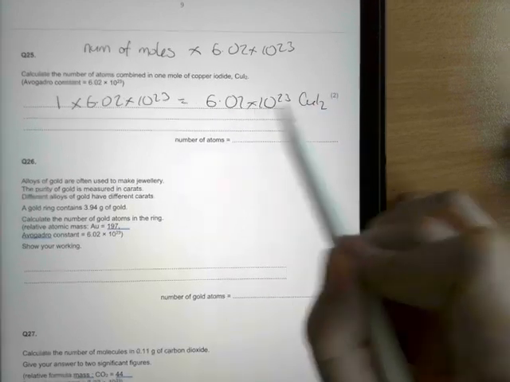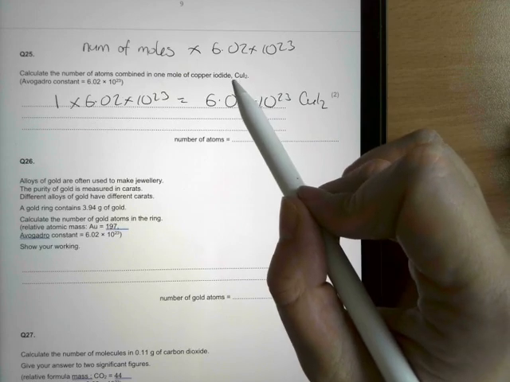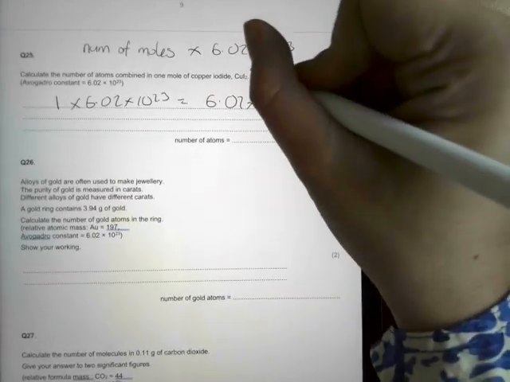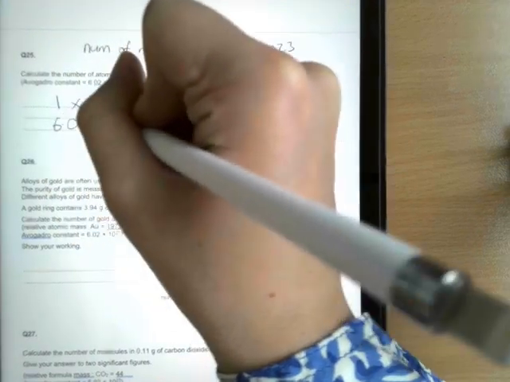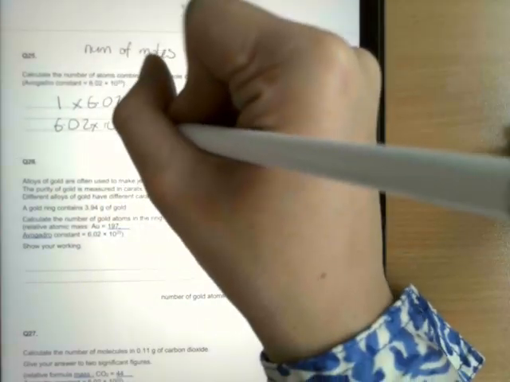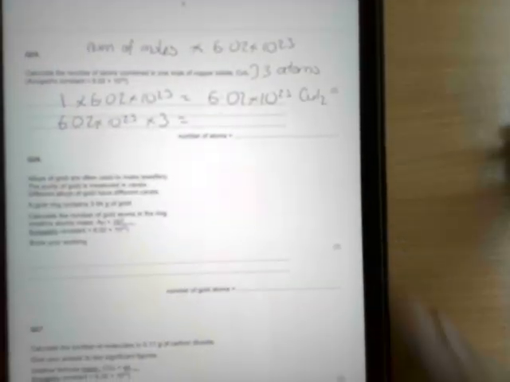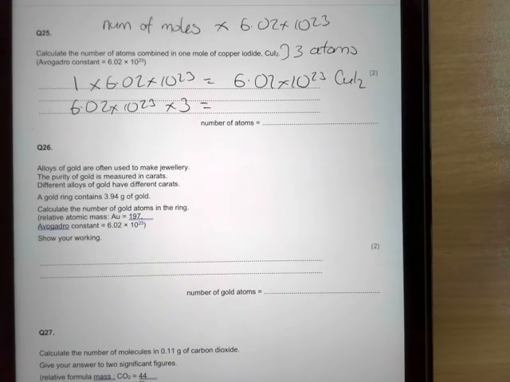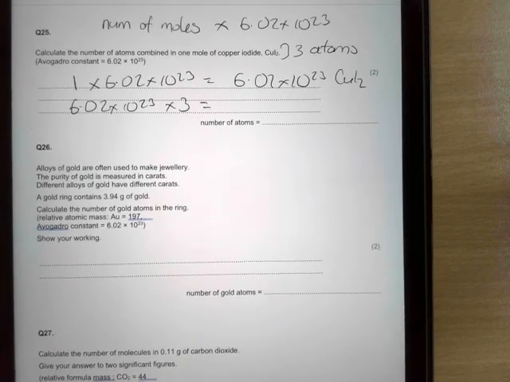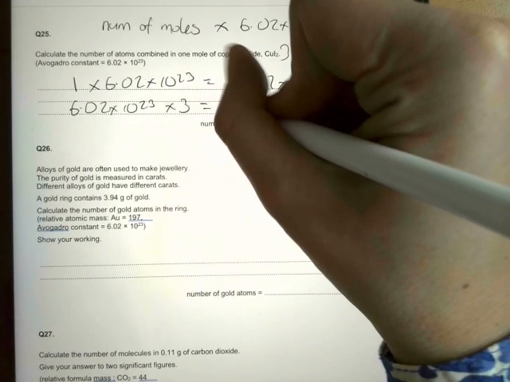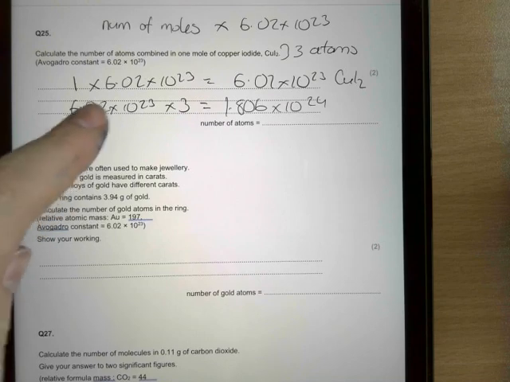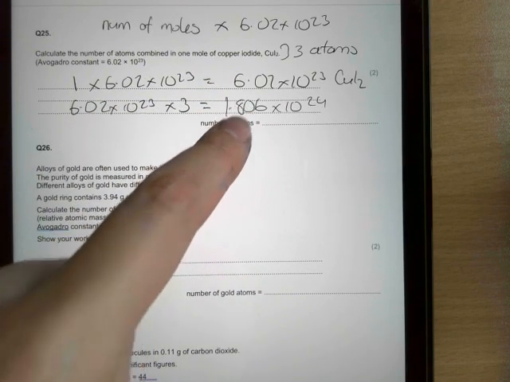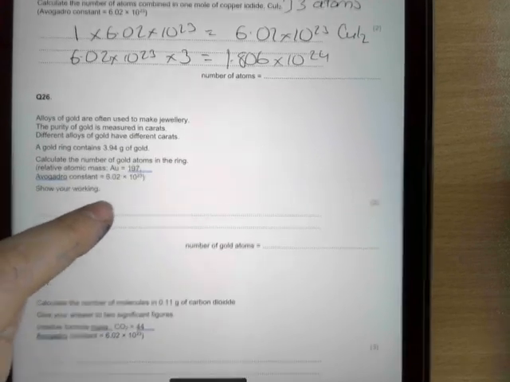Here, I know I've got this number of CuI2s. I can see that in each CuI2 I have got 3 atoms. Okay, I've got 1 Cu and I've got 2 I, so I've got 3 atoms. So I'm going to take the number of CuI2s that I've got, and I'm going to times that by 3 to work out the number of atoms that I have in total. And this works out as being 1.806 by 10 to the 24. Okay, and you get, I think, 1 mark for writing this out, and then another mark for working it out on your calculator. We're going to do the same with the next one.